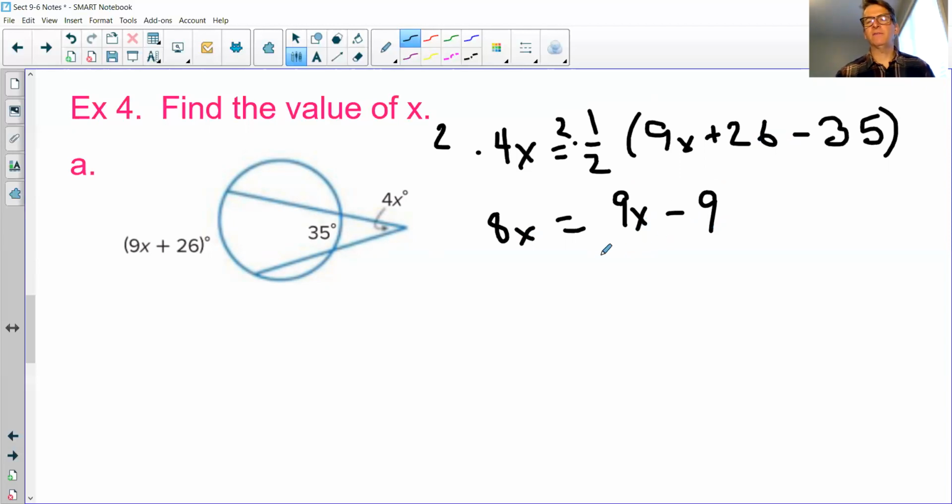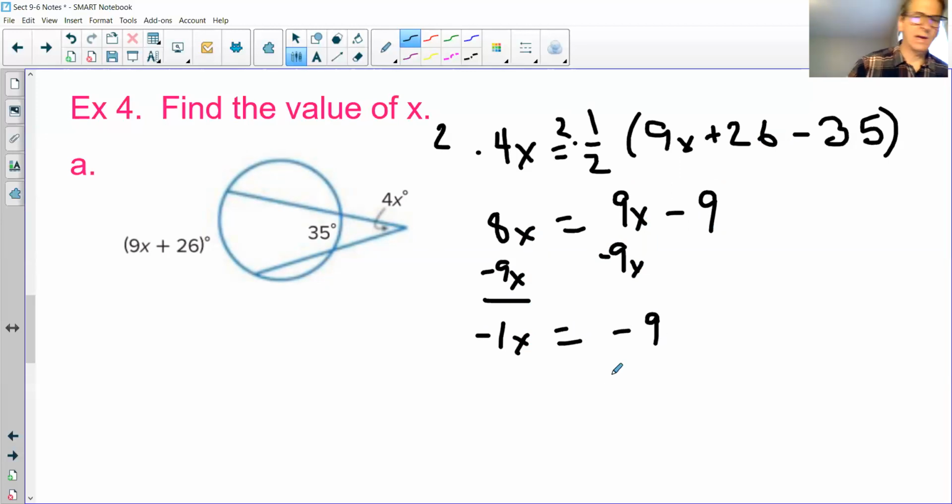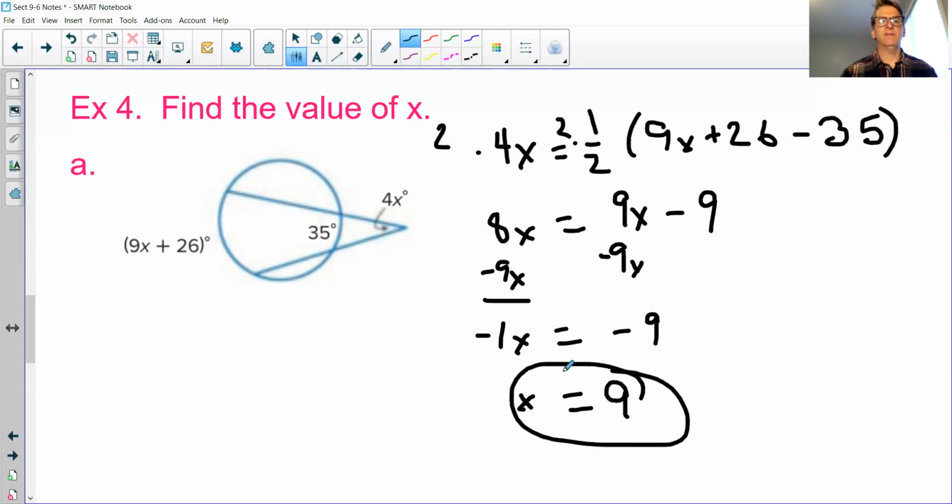So subtract the 9x from this side, subtract 9x from this side, and you'd have a -1x is equal to -9. And x is equal to 9. X is equal to 9. That's what you're trying to find. You're trying to find out what x is in this case.